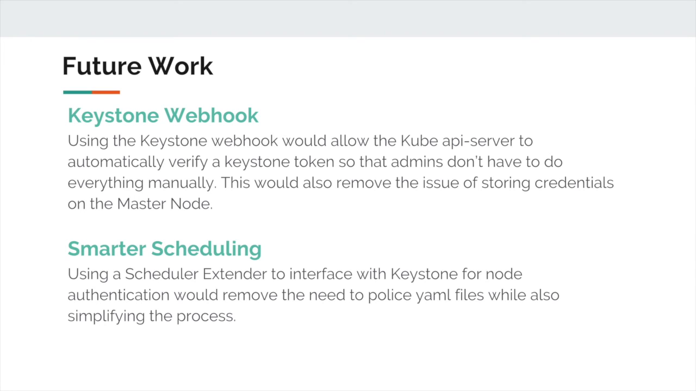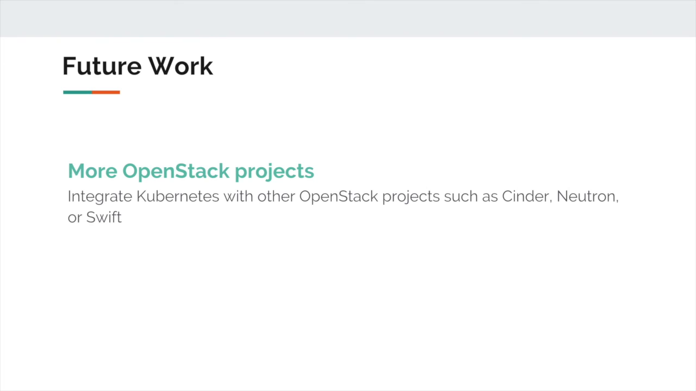This also leads into the next point, which is smarter scheduling using the scheduler extender. If we were able to authenticate fully using Keystone, we'd be able to force pods to deploy to nodes, and we wouldn't be forced to police YAML files, which again reduces the load on admins, makes it, I think, easier for users as well, so everyone's happier. And again, third, our project's only aiming to sort of demonstrate an initial integration between OpenStack, Keystone, and Kubernetes. There's a large number of other OpenStack projects which need further work on, such as Cinder, Neutron, and Swift.